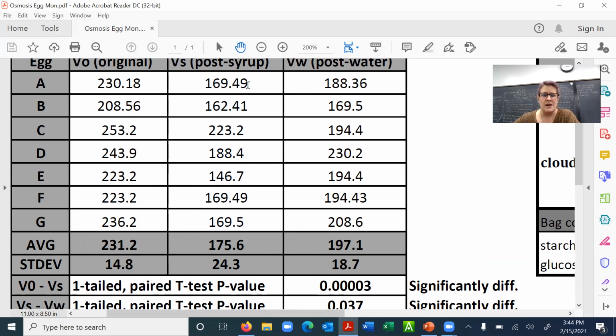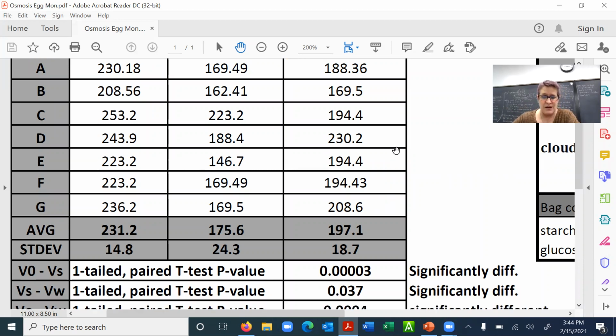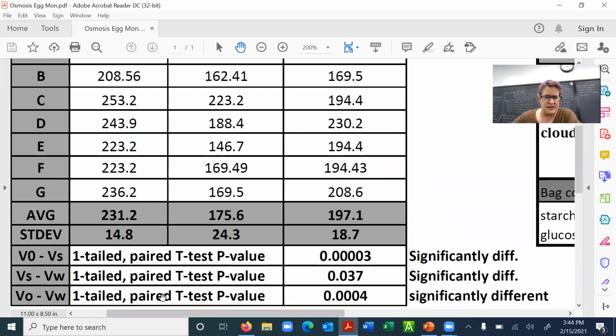Okay, then I compared the post-syrup volumes with the post-water volumes, because what I want to know is when you put the egg in water, did it swell back up again? Okay, you're going to have to find out what happened with your egg. So when I look at the t-test p-value for that, it's significant. It's 0.037. So it went down to 175.6, but then it significantly increased in volume to 197. And that happened after only 30 minutes of soaking in water.